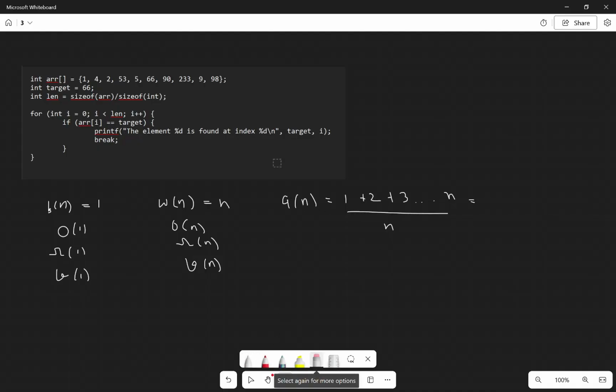This should be a summation. It looks like a cube. So we can simplify this. Divide by n. How should we divide by n?